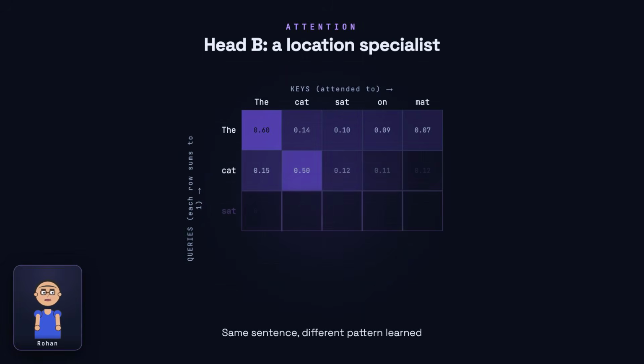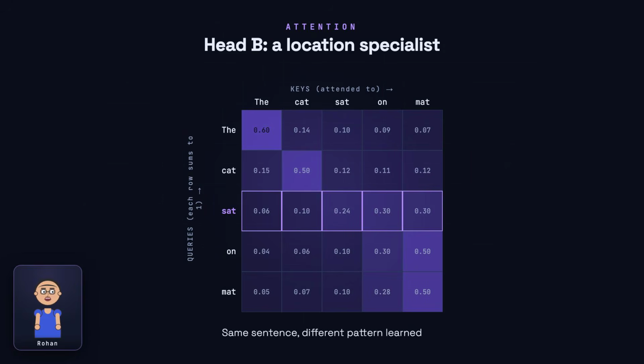Now the same sentence through a second head with its own query, key and value matrices. It has learned something completely different. Sat and on both attend to mat, the place. Same words, same positions, but a new relationship surfaces. This is the key idea. Different heads specialize on different patterns, because they each have their own learned weights.